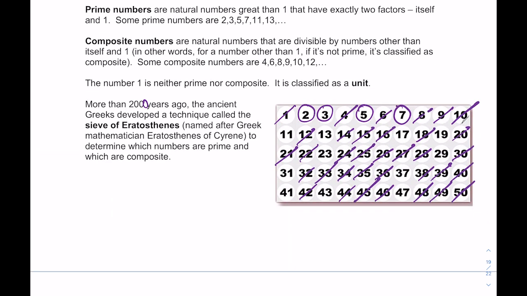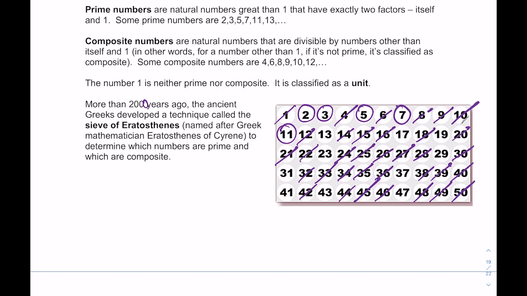And then we've got 11. Okay, now here's the deal. We stop circling when we get to a number where you square it and it's more than that number there. So for instance, 7 squared is 49. 49 was less than 50, so I can keep going. 11 squared is 121. That's more than 50. That means this is the last number I'm circling and I can stop.